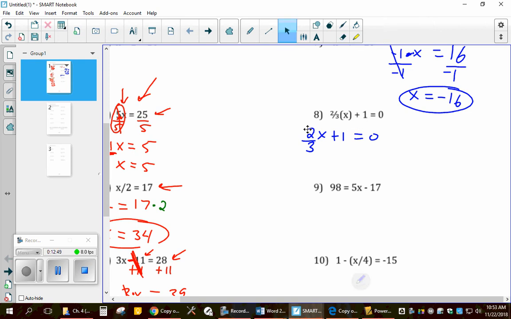That's the outside of my onion. So to get rid of it, I'm going to subtract 1 from both sides. So minus 1, minus 1. So I'm left with, I'll give myself much room here, 2x, or 2 over 3 times x, which is the same thing as 2x over 3, which is equal to negative 1.